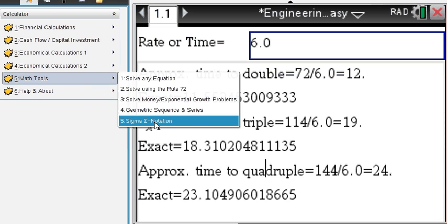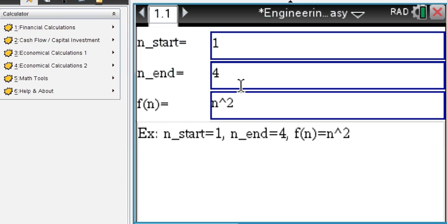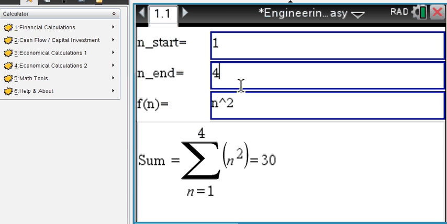And sigma notation, lastly, if you are ever asked to sum up the values of an expression or function, n squared here in this case, the first four numbers added up will give you 30. If your function says n cubed, the first four integers of n cubed will give you 100.